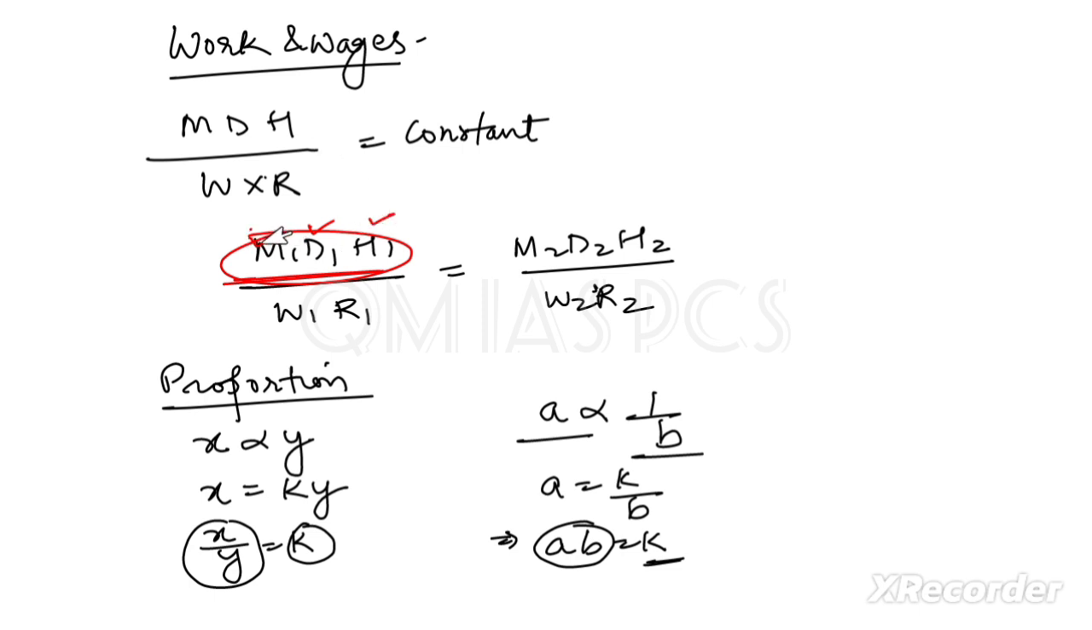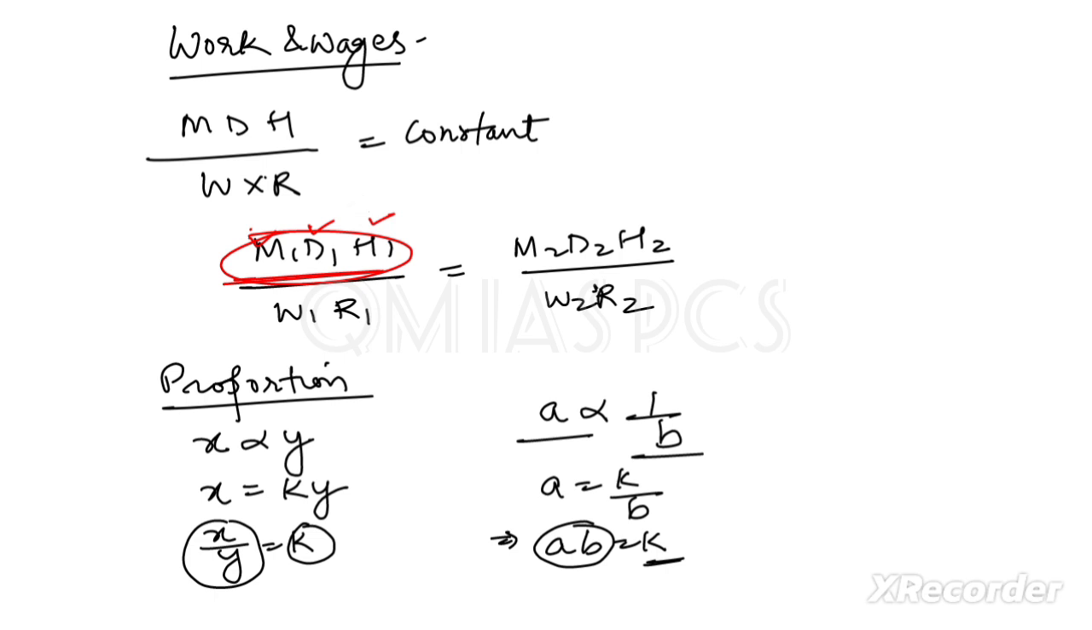Similarly, if the number of men is increased, we can decrease the time, the hours, to complete that work. It will take less time. Obviously, it will take less time to complete that work. So we have to equate that thing: if men is increasing, hours will decrease to make it equal.